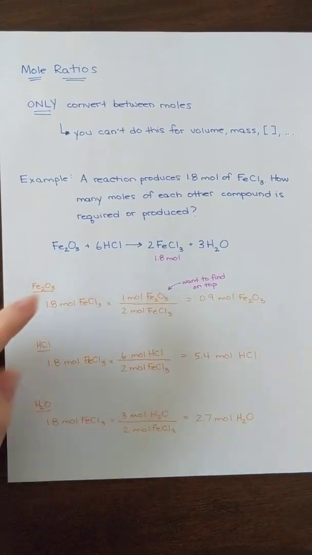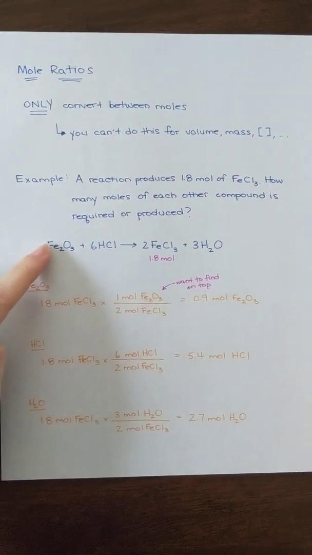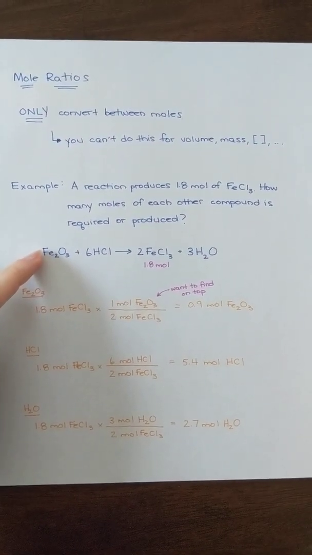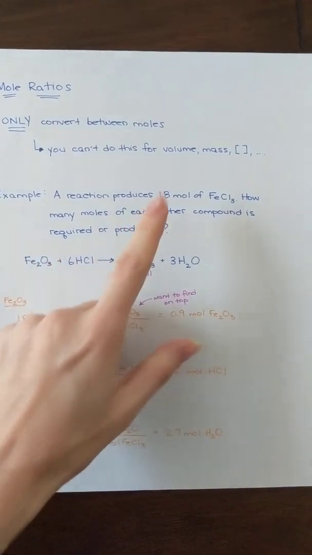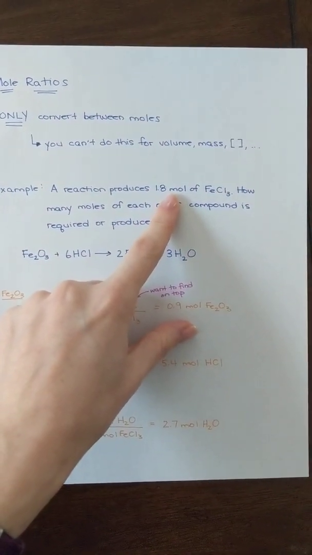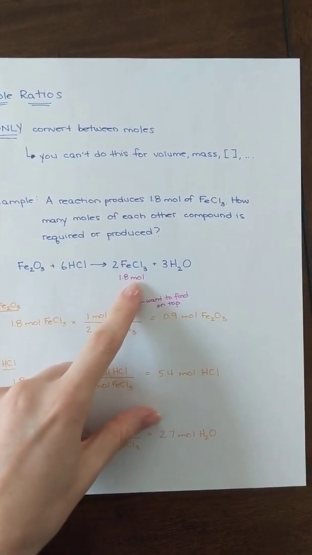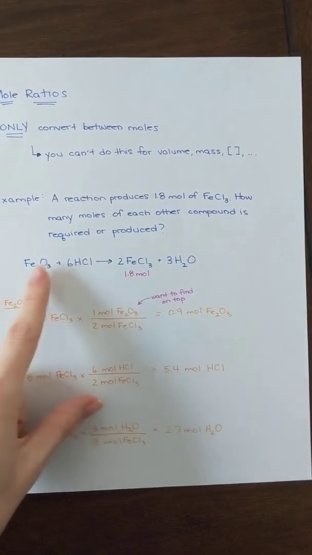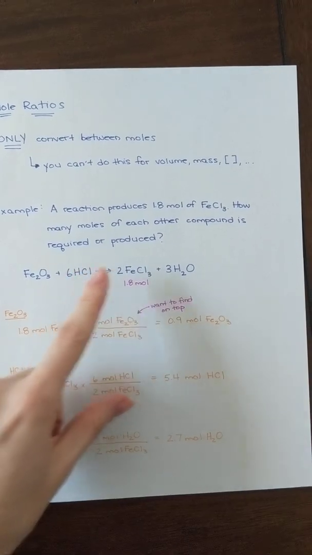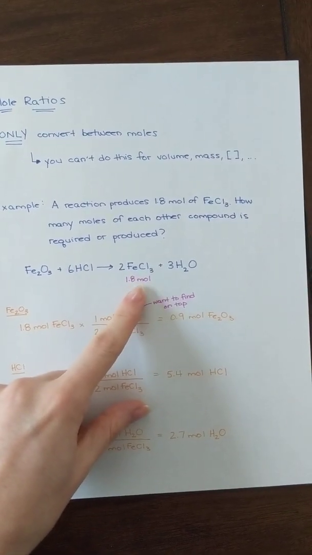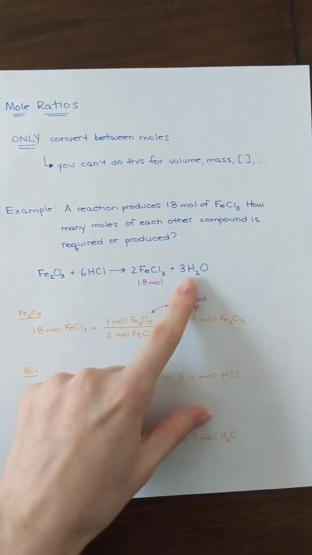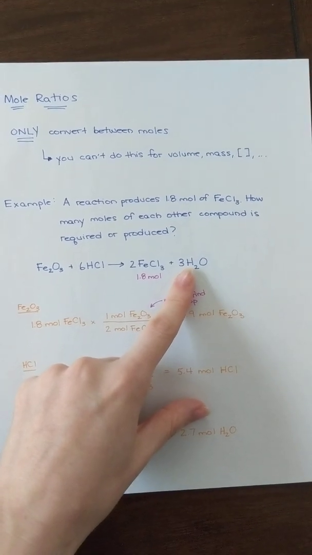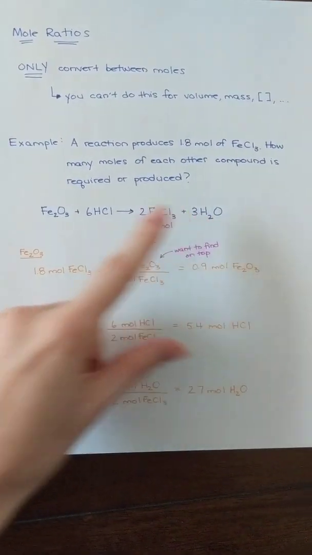So our example, we're going to use this balanced reaction, and it has to be balanced to work, in which we've been given 1.8 moles of FeCl3, and we want to find out how many moles of our reactants are required to make that, and if we were to make 1.8 moles of this, how many moles of water we'd also make. So let's check out the math.